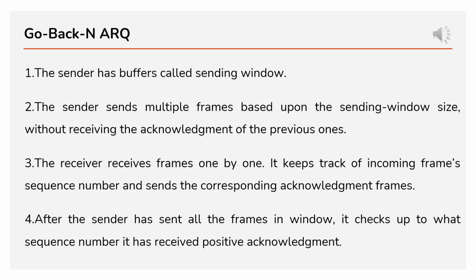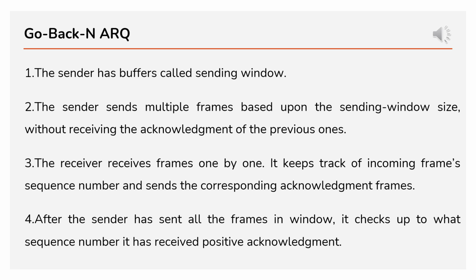Go back N ARQ. In go back N ARQ, the sender has a buffer called the sending window. The sender sends multiple frames based upon the sending window size without receiving the acknowledgement of the previous ones. Here the receiver receives frames one by one. It keeps tracking the incoming frame sequence numbers and sends the corresponding acknowledgement frames.